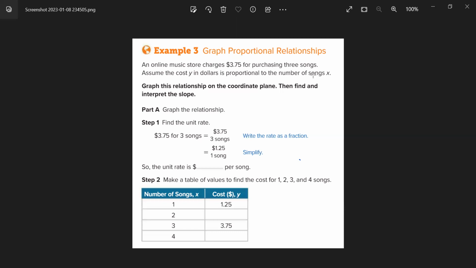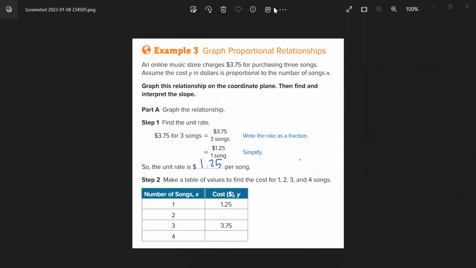Then step number 1 should be finding the unit rate. For every song, how much would he pay? It says that for 3 songs, he pays $3.75. So we are going to divide the $3.75 by 3, which will give us $1.25 per song. Okay? So the unit rate right here would be $1.25, which is per song, right?